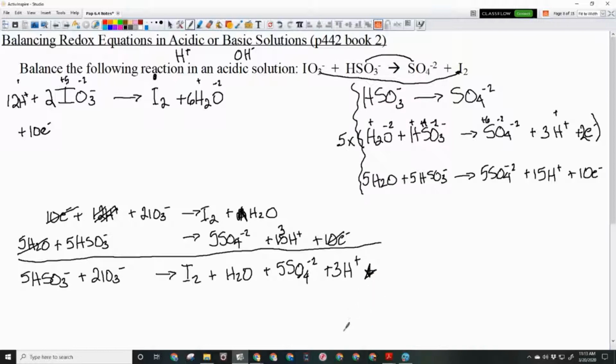All right, so if you're looking on page 4 or whatever page this is, somewhere around 442 of book 2, and you see this example, you're going to see this, except maybe some of these are going to be in different places, and that's okay. As long as you have all of this on the product side and all of this on the reactant side, it doesn't matter if this is over here and this is over here.